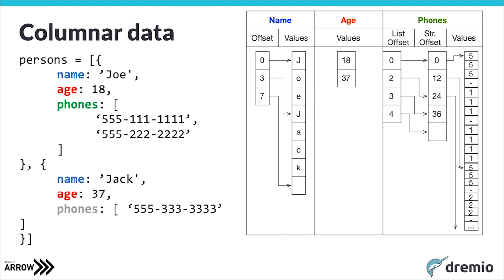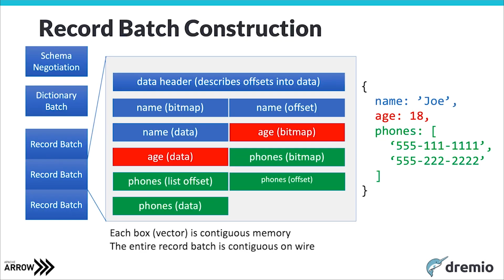Okay? Phone numbers is a list of strings. So it looks kind of like the string did in the first column, but you actually add an additional list offset to describe which of the individual strings are in each list. Okay? And so the design of these things are all these sort of array-based data structures, and that allows you to do a bunch of interesting performance things, which I'll get into. So it also allows you to have a very clean way to pass data between different systems.